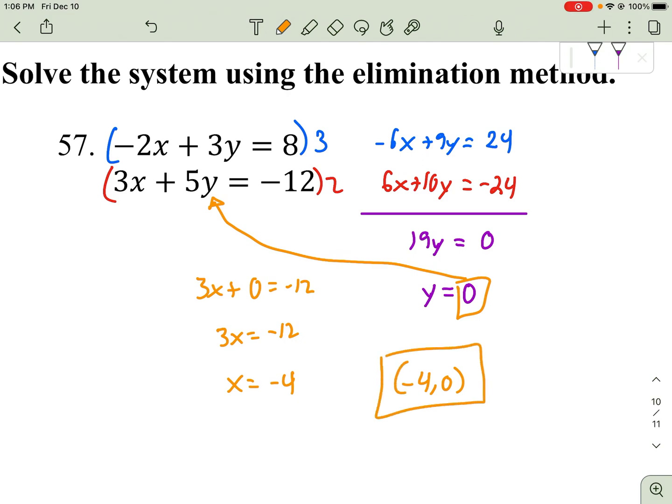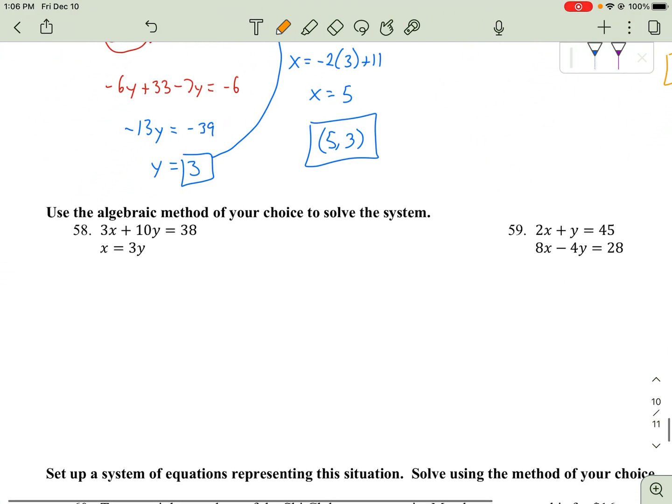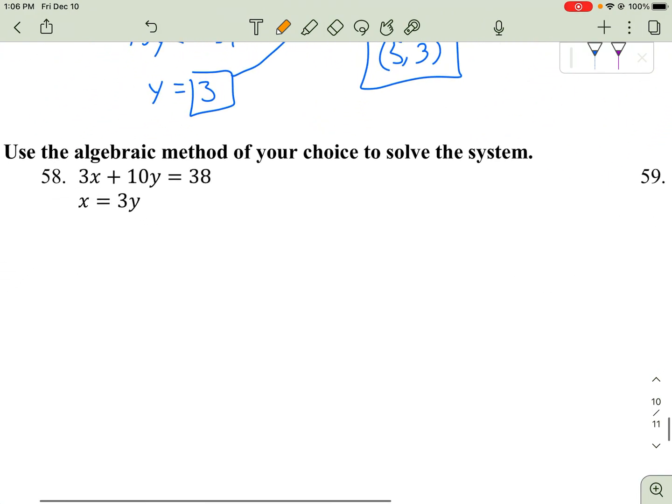Again, I'm going to check that real quick in both equations, and it does work. I'm just plugging both numbers back in. All right, use the method of your choice.